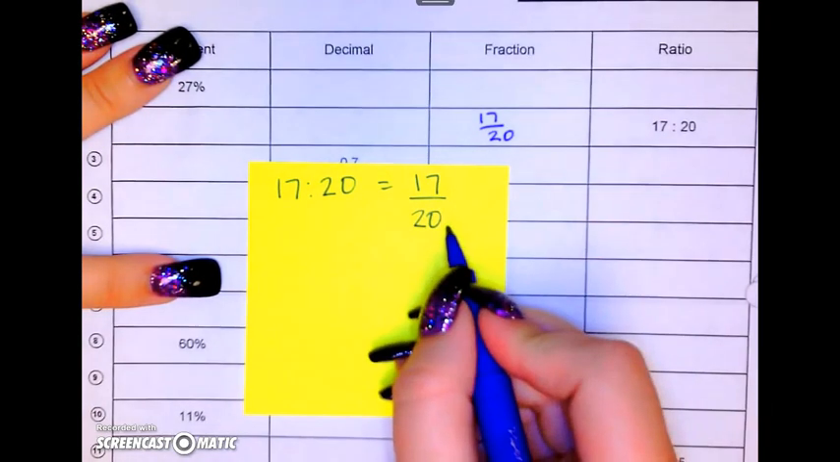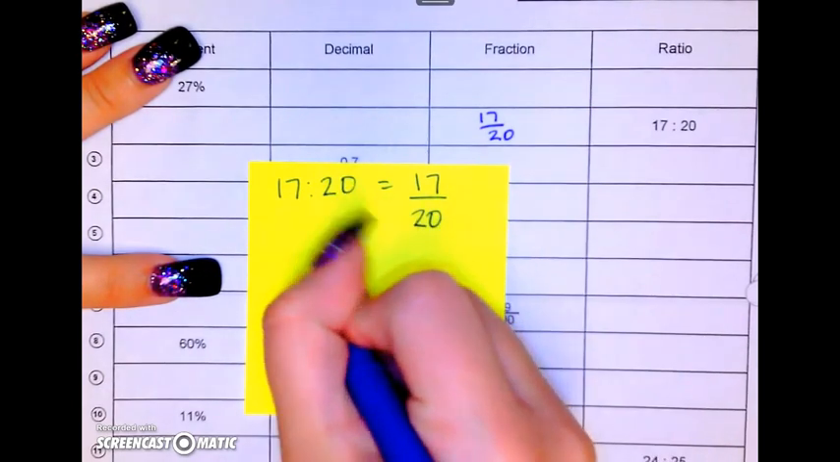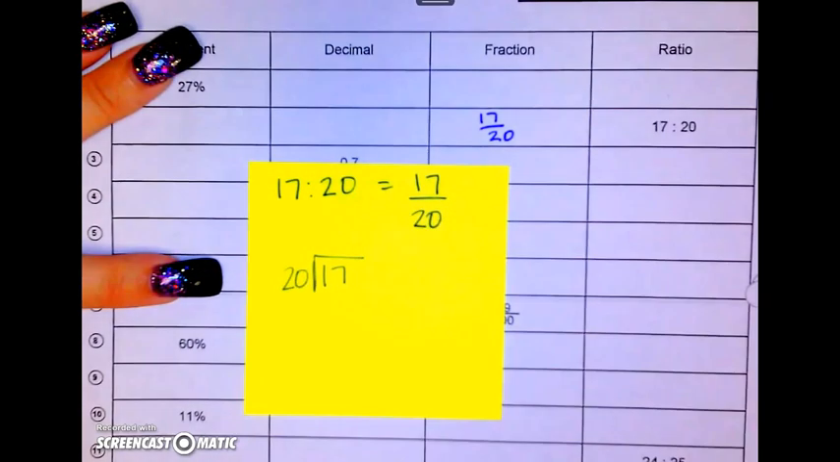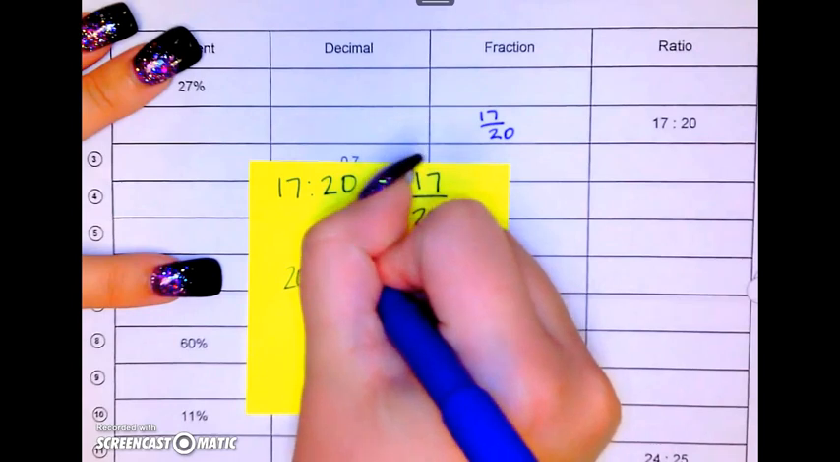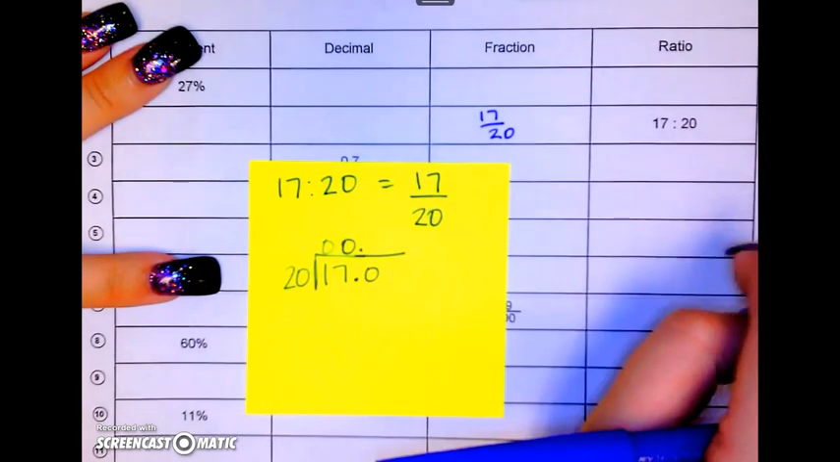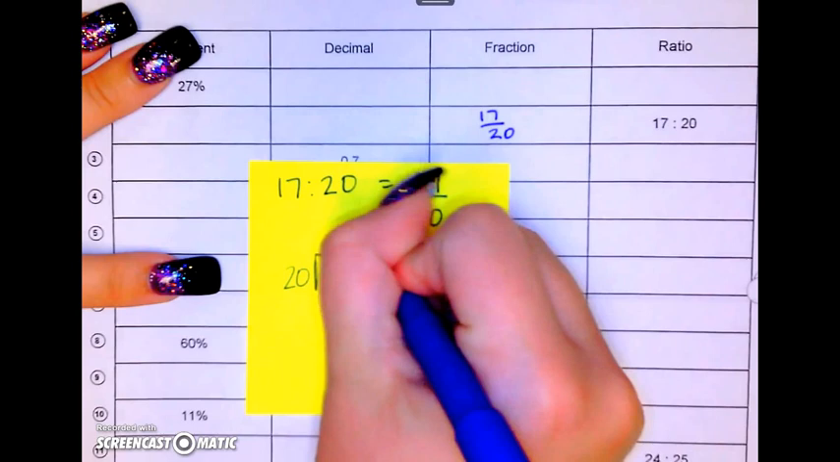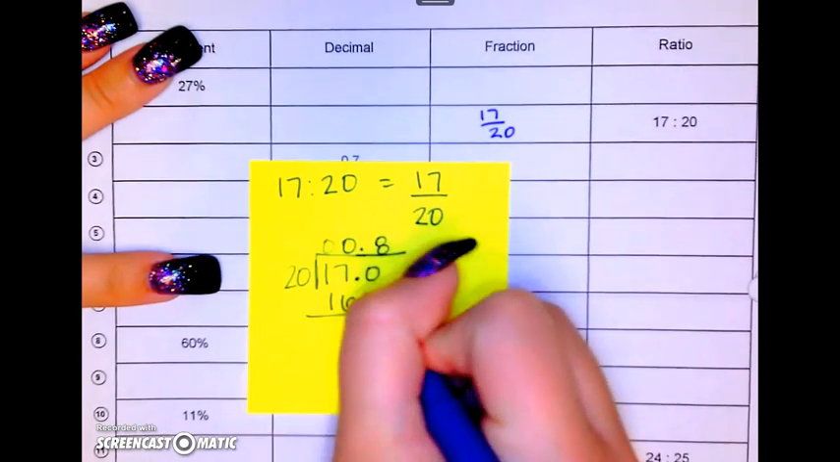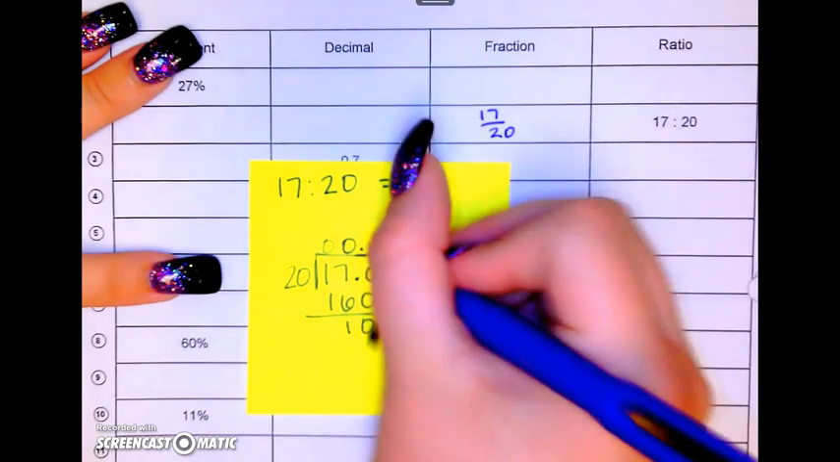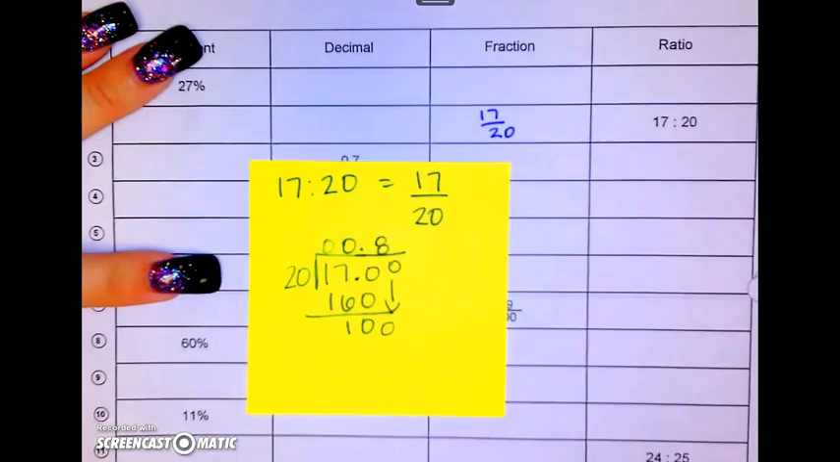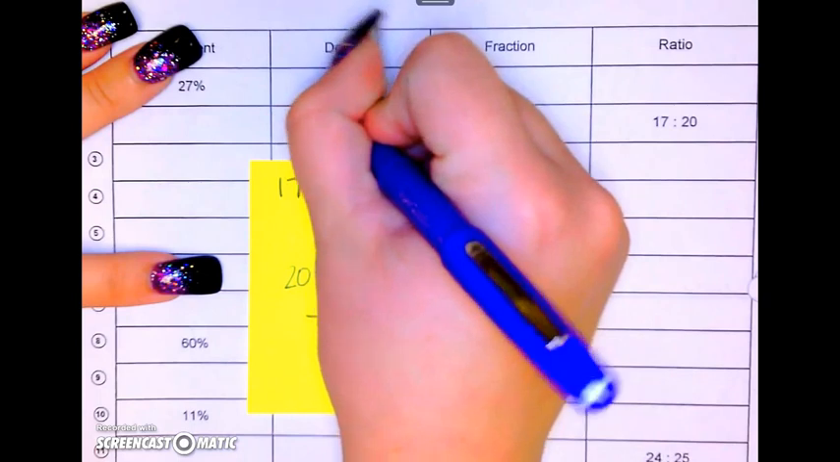So to convert this fraction to a decimal, you do top in, bottom out, and just divide. So 20 can't go into 1. It can't go into 17. It can go into 170 8 times. That's 160. Okay, I have a remainder of 10. So I'm not done. I need to add another 0 and bring it down. And it goes into 100 5 times. So the decimal equivalent of 17/20 is 85 hundredths.